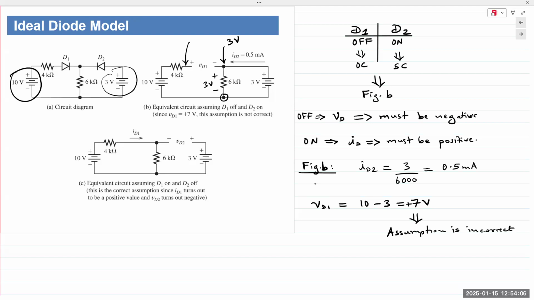And of course, we kind of already knew that because at the beginning we said we have 10 volts on the left, 3 volts on the right. It makes sense that D1 would be on and D2 would be off. But this is just to show you a simpler circuit. We make an assumption, it turns out to be wrong, so we go back and change our assumptions.